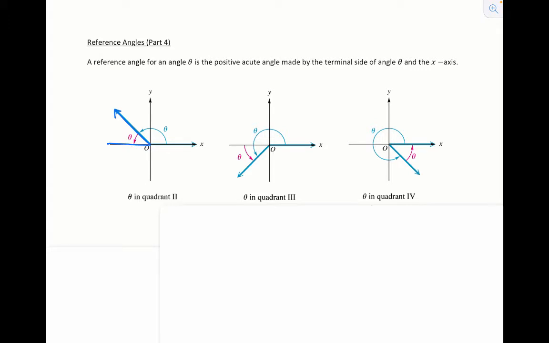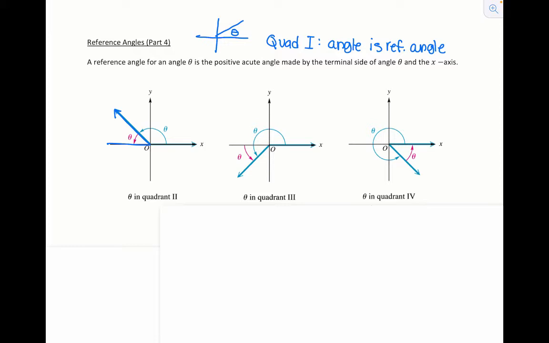So you notice quadrant 1 is not on here, and that's because if it's in quadrant 1, it's the same thing. If it's in quadrant 1, the angle is the reference angle, as long as it's positive and between 0 and 360 degrees.